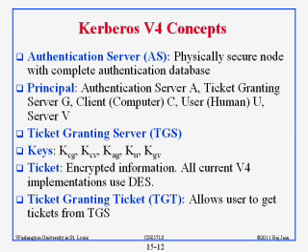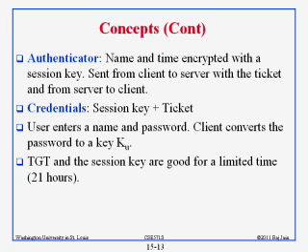All right. So these are the main concepts. A few more. Authenticator. An authenticator is actually a field, just like a ticket. It's a piece of a message where the name and the time are encrypted with the session key, and it is sent from the client to the server with the ticket, and from server to the client. So it says, look, here is my ticket and here is my driver's license. The driver's license is the authenticator, so that nobody can replay it.